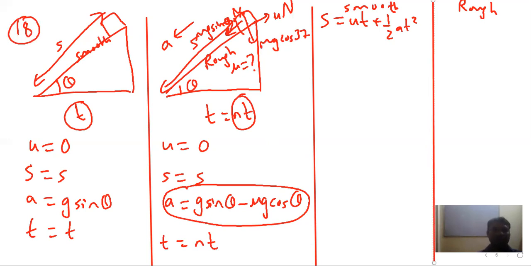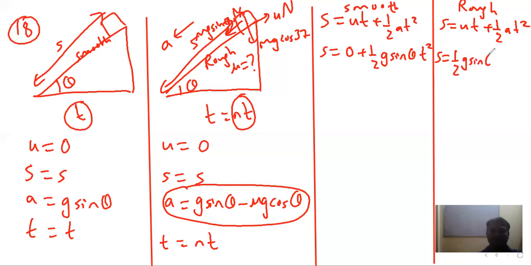So using the same equation on both sides, S equals u t plus half a t square, with u = 0. Acceleration in this case is g sine theta, so S is half g sine theta into t square. And here, S, with u again 0, is half into acceleration, which is g sine theta minus mu g cos theta, the whole into n square t square, because t here is nt. So nt means n square t square.